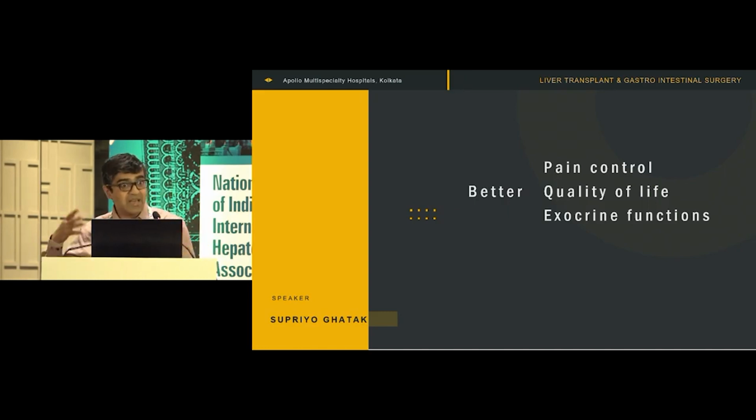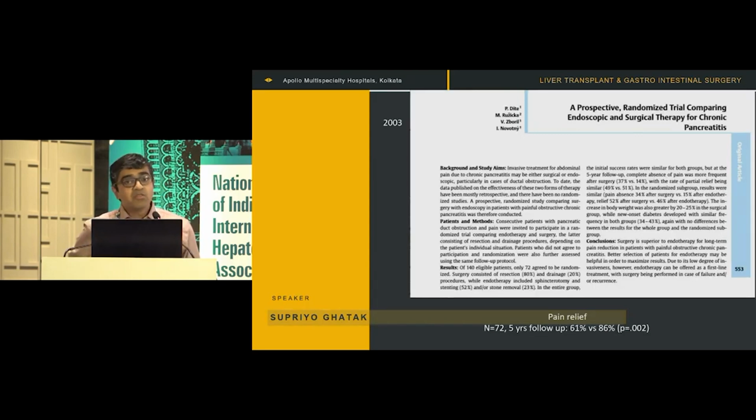They hypothesized this. So the first trial that came out in 2003 from Czech Republic, as you see here, showed that at 5 years, the pain relief was 86% in the surgical group versus 61% in the endotherapy group. The criticism of this study is that they did not include ESWL in the endotherapy group. But the rest of the things, like in the surgical group, they have done drainage as well as resectional procedures.